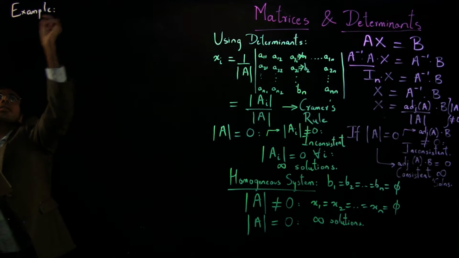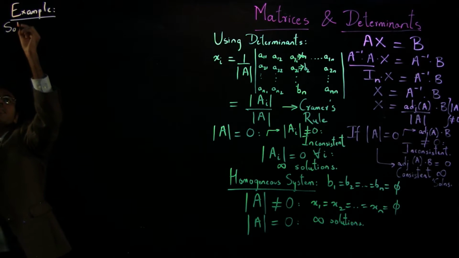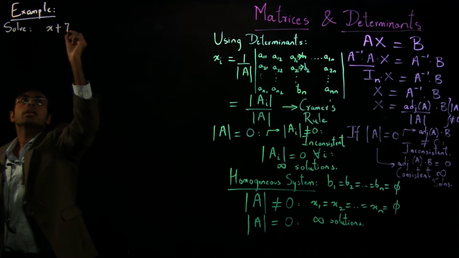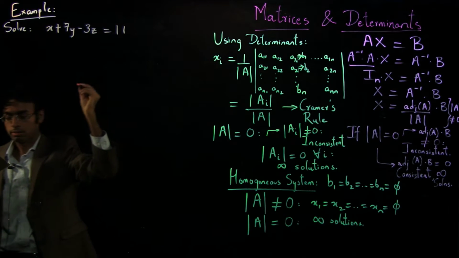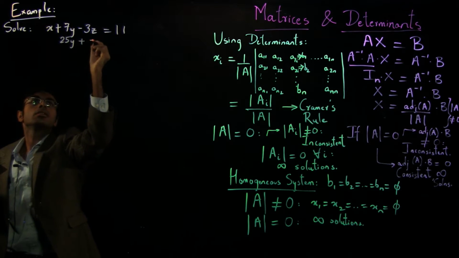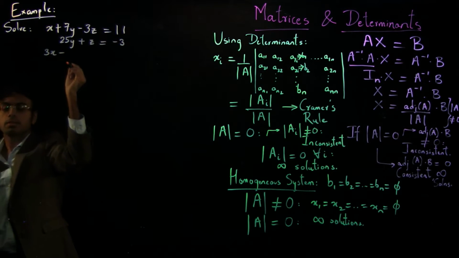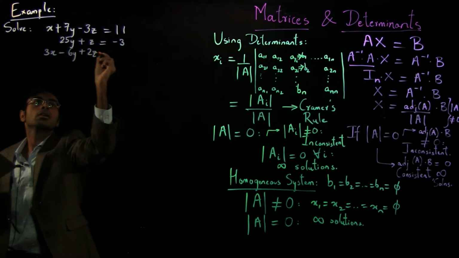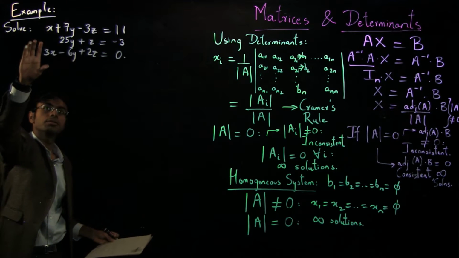So let's say we want to solve this system of equations. We have x plus 7y minus 3z equals 11, 25y plus z equals minus 3, and 3x minus 6y plus 2z equals 0. Now, as soon as you have a set of equations given to you, there are a few things to check.